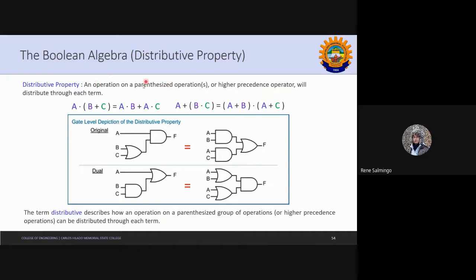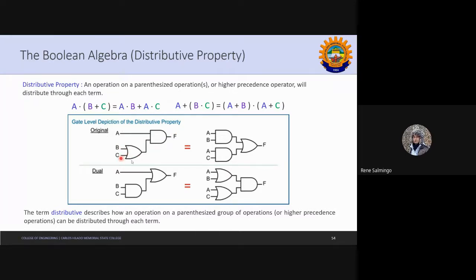So you usually use parentheses in operations to give precedence. If you have parentheses, it means you will do the operation inside the parentheses first. This gives precedence over the next operation. So for example, we have the original: A and the OR of B or C.